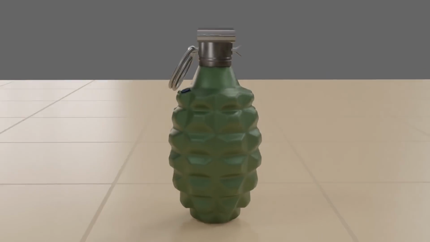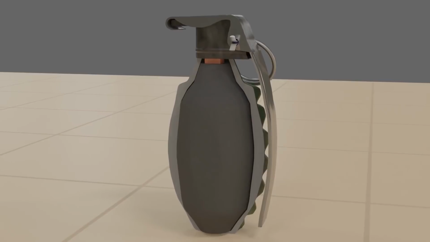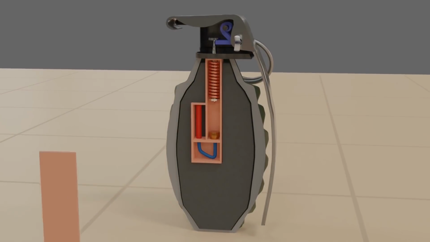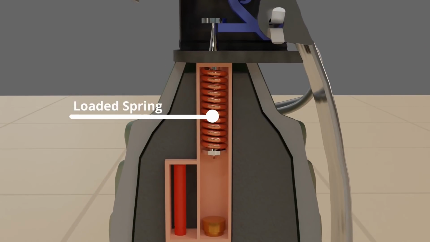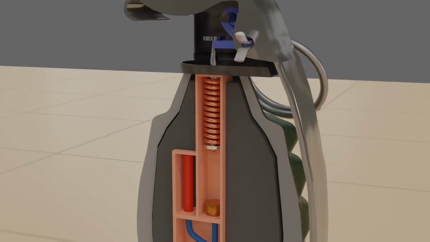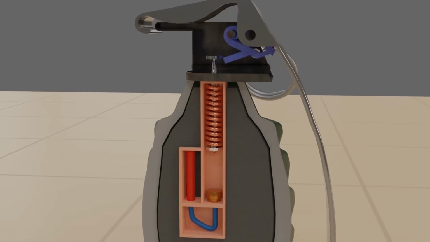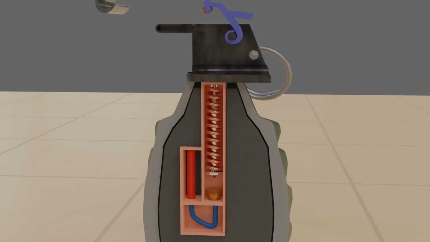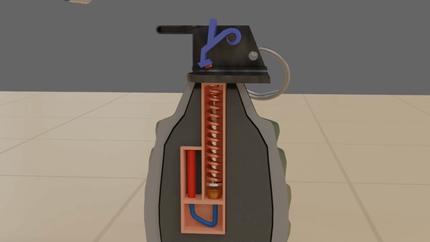Now let's see what is inside the grenade and figure out how the blast occurs. This is a loaded spring and this is called the striker. When the safety pin is removed and the grenade is thrown into the air, the spring starts expanding and it pulls the striker down. And it rotates the striker holder and thus the striker lever is thrown away.